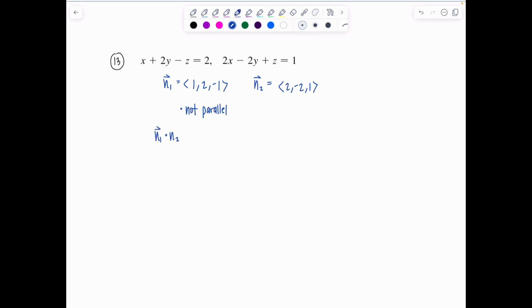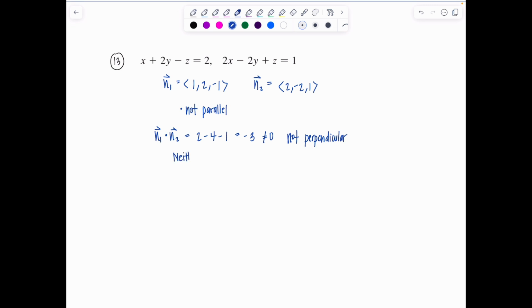So N1 dotted with N2 would give me 2 minus 4 minus 2, right? No, minus 1, excuse me. Getting too excited over here. 2 minus 4 minus 1. So that's negative 3, which is not 0. So these planes are not perpendicular. Okay, so then it's neither.